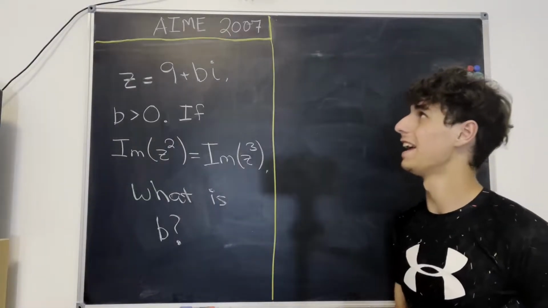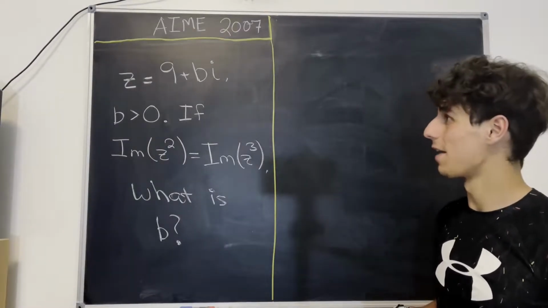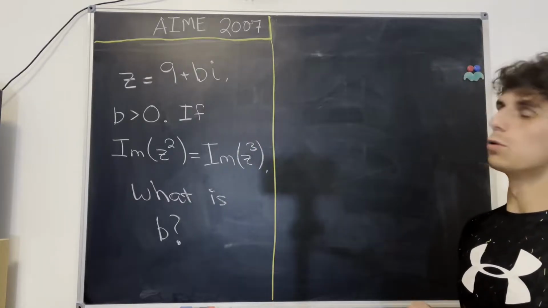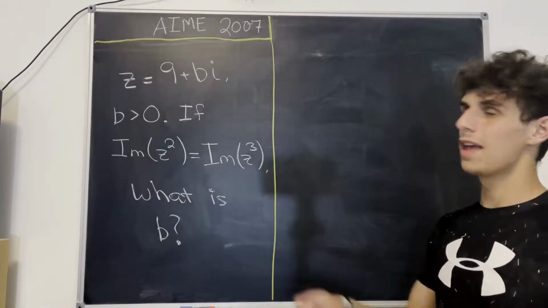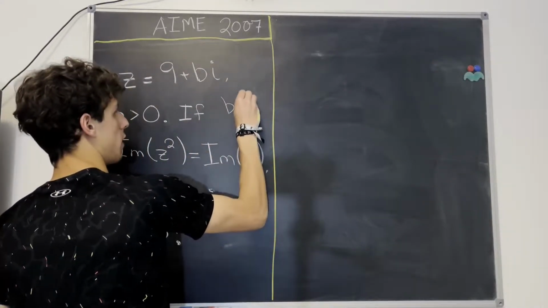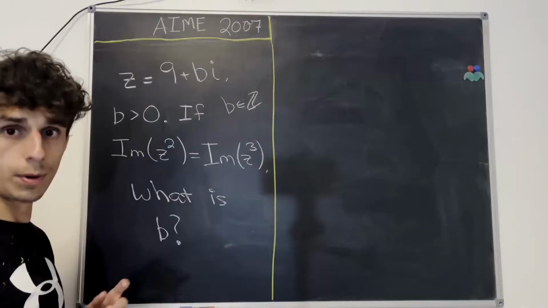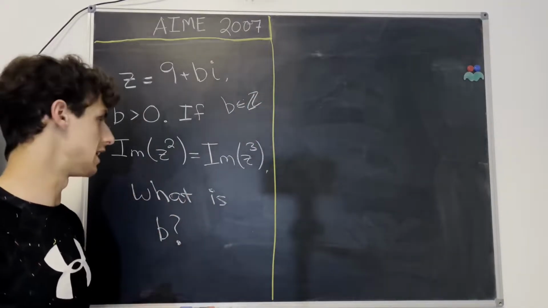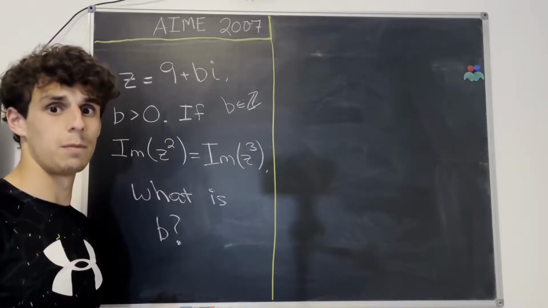Here I have a problem from the AIME 2007 math contest. It gives us this definition for z, where z is equal to 9 plus bi, and b is a positive integer. So let me go ahead and note that here as well, that b is in the integers. The problem also tells us the imaginary part of z squared is equal to the imaginary part of z cubed, and asks us to find b.